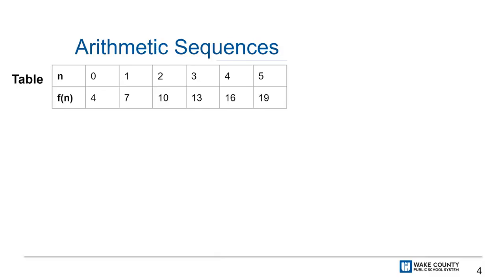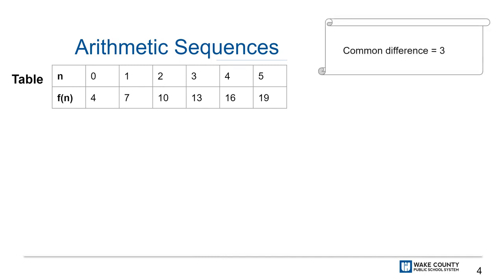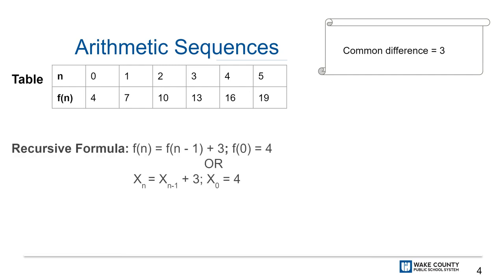Here's an example of an arithmetic sequence in table form. The common difference for this sequence is 3 because the bottom row of values in the table are increasing by 3. A recursive formula would look like this: f(n) = f(n-1) + 3, starting from f(0) = 4, or x sub n equals x sub n-1 plus 3, starting from x sub 0 equals 4.